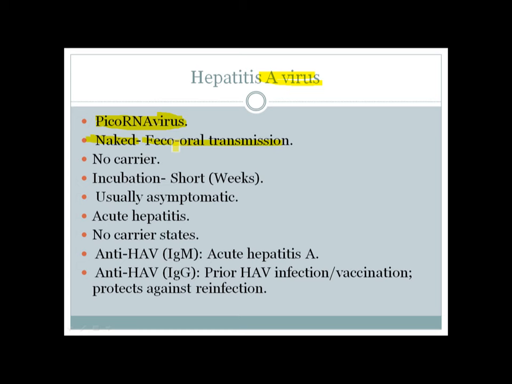any envelope. It is not susceptible to gastric acid, and very importantly, it doesn't have any carrier state, unlike hepatitis B and hepatitis C, and it has a very short incubation period. The patient can be asymptomatic or can develop an acute hepatitis. And if the patient develops an acute hepatitis, you will find IgM against hepatitis A virus. And if there was a prior hepatitis A infection, or if the patient is vaccinated with the hepatitis A vaccine, the patient will have IgG in the blood.